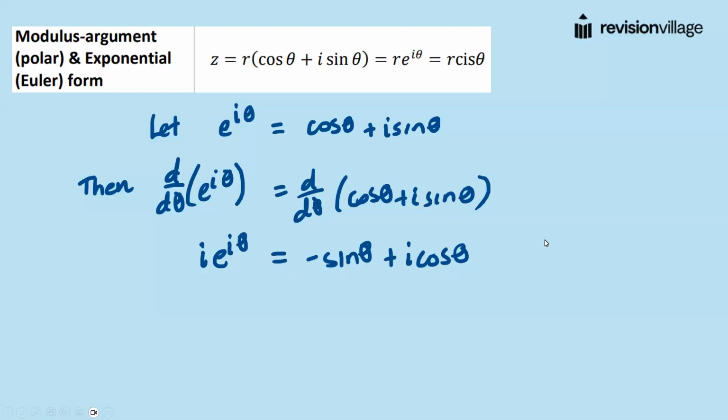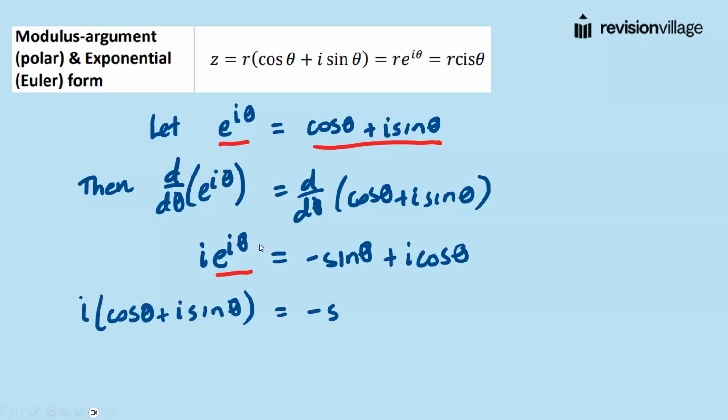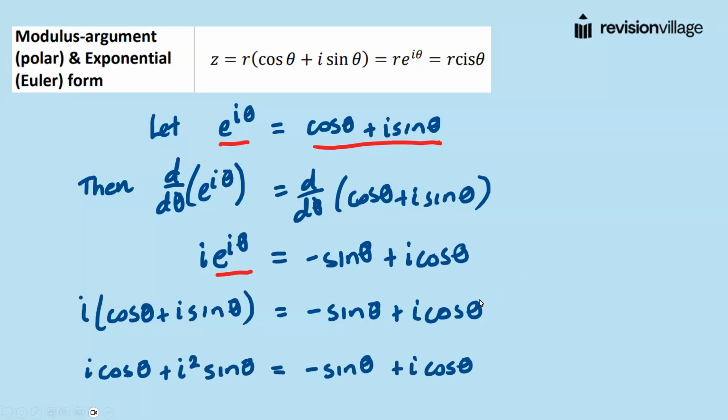But now we can go back to what we said in the first place. Well, we've said, in this case, e to the power of i theta equals cosine theta plus i sine theta. That means I could substitute that here in place of this. And so I could write on the left-hand side, i times cosine theta plus i sine theta equals negative sine theta plus i times cosine theta. Then we could expand the brackets on the left-hand side, and we would have i times cosine theta plus i squared times sine theta.